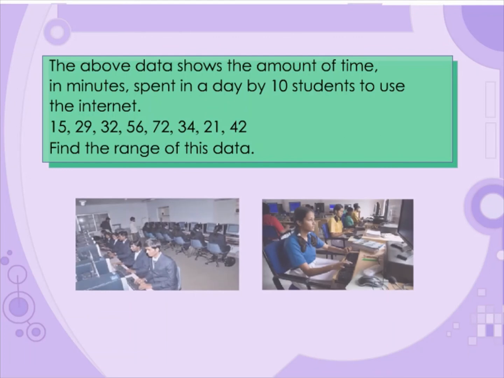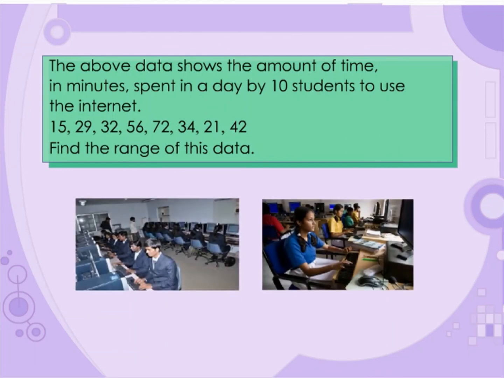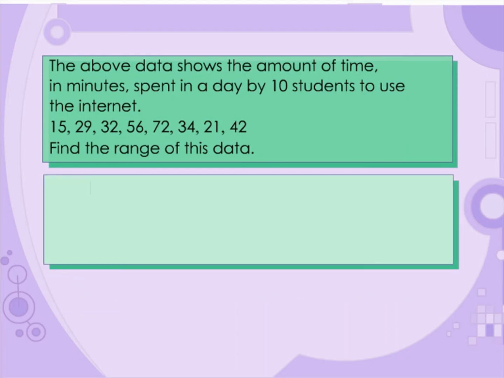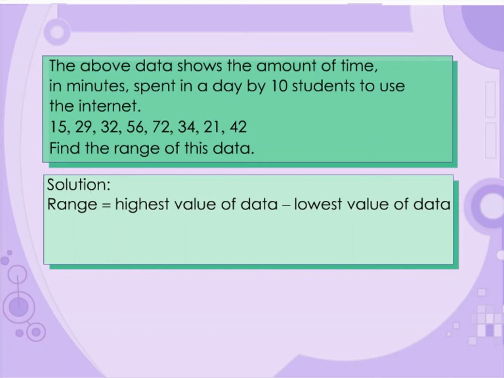Let's try this example. The data shows the amount of time in minutes spent in a day by 10 students to use the internet: 15, 29, 32, 56, 72, 34, 21, 42. Find the range of this data. Range is equal to the highest value of data minus the lowest value of data. In this data set, the highest value is 72 and the lowest value is 15. Therefore, 72 minus 15 is equal to 57.